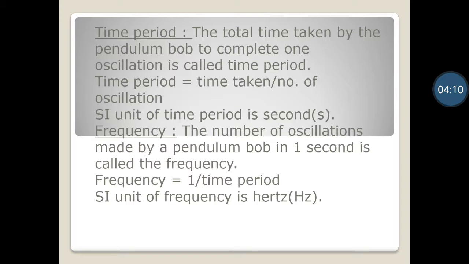Time period: the total time taken by the pendulum bob to complete one oscillation is called time period. Time period is denoted by the letter T. Now what is the formula of the time period? One formula is that time period is the reciprocal of its frequency, that is, time period is equal to 1 by frequency.